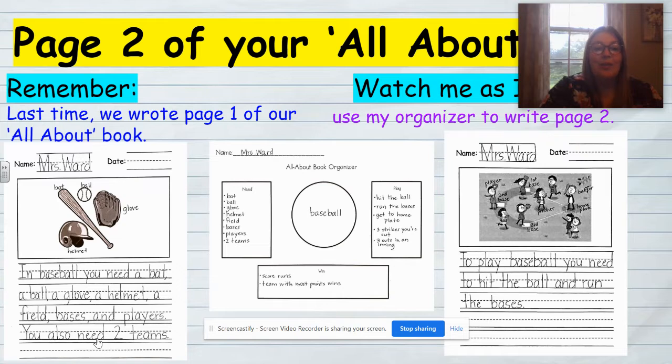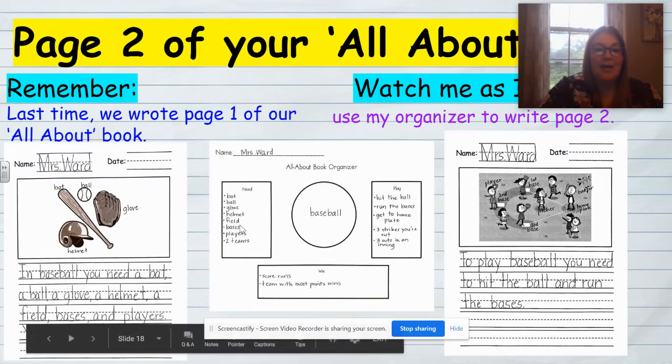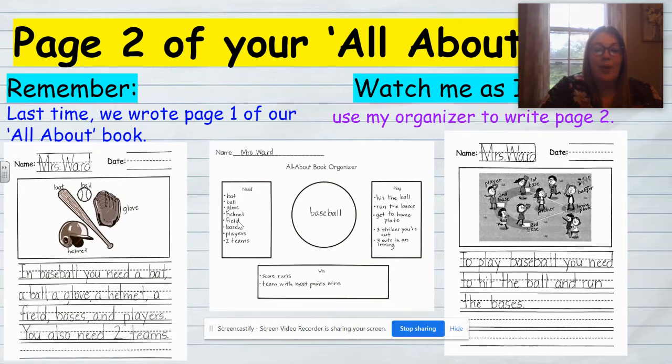Last time we wrote page 1 of our All About book, and we used the need box of our organizer for that. Today we're going to be using another box on our organizer to write page 2. We're going to be using the play box. That's the only one that we're going to be using today. We're going to be using the notes or the words or phrases that we wrote in that box to write sentences for page 2.